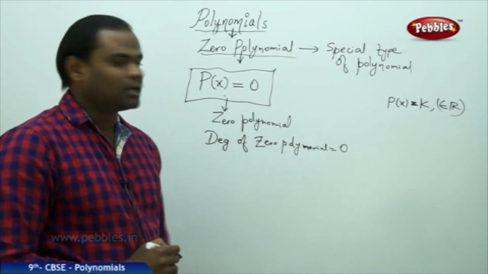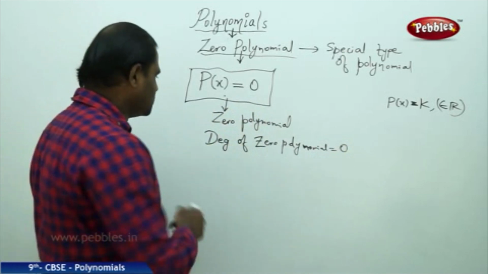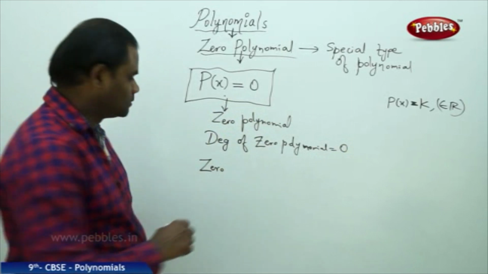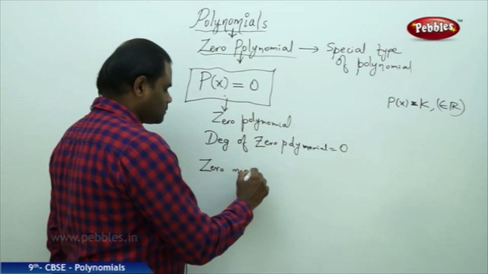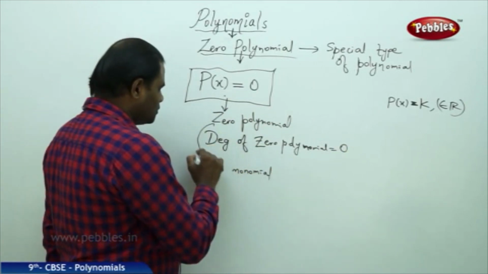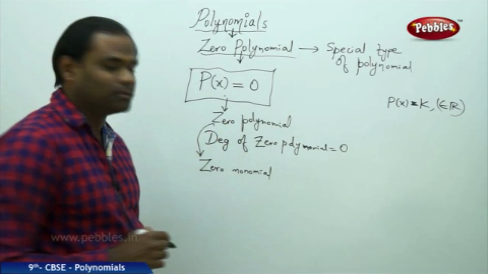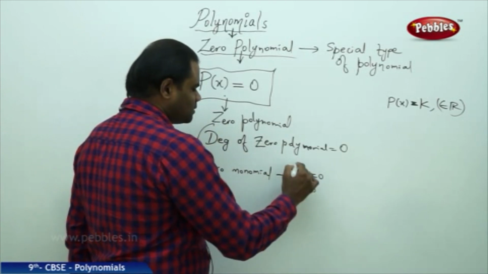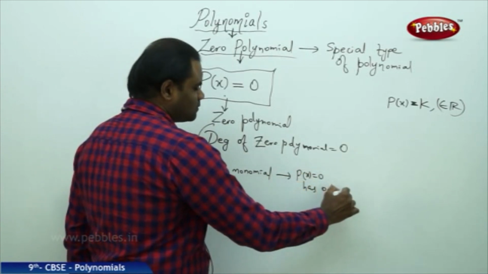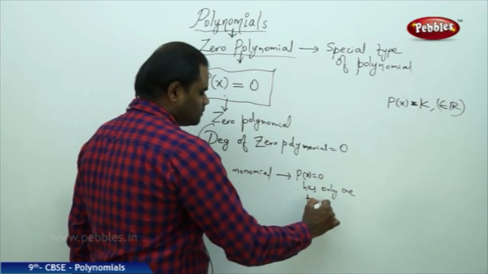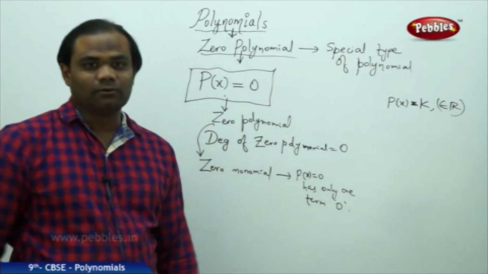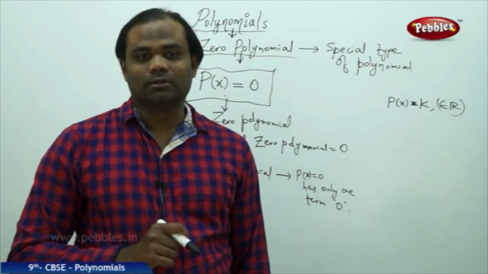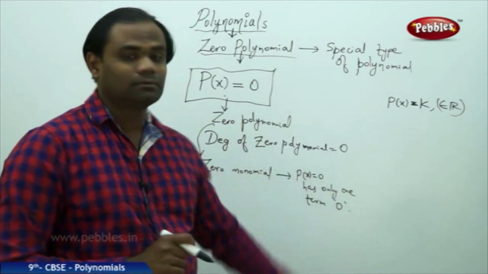Is 0. And moreover, because it has only one term, a zero polynomial is sometimes called a zero monomial. It is also called a zero monomial because p of x equal to 0 has only one term which is 0. Therefore, I can call the zero polynomial a zero monomial with degree 0.